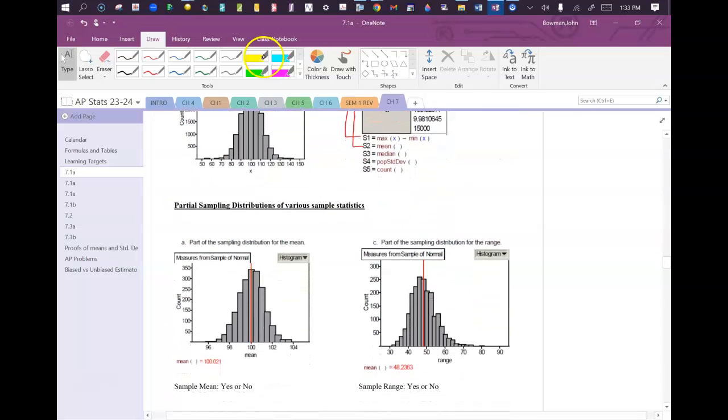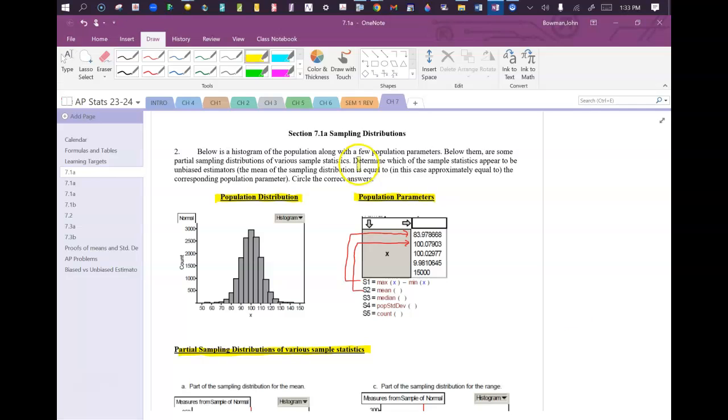Below are some partial sampling distributions of various sample statistics. Partial sampling distributions because even a computer is not going to calculate the entire sampling distribution for us. They're just too big. So the question is to determine which of the sample statistics appear to be unbiased estimators. What does that mean? It means the mean of the sampling distribution is equal to, in this case approximately equal to, the corresponding population parameter. Circle the correct answers.